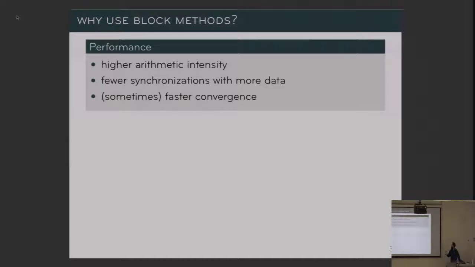Okay, so I told you about block methods and enlarged Krylov, but I need to motivate the need for block Krylov solvers. There are a few advantages. First, they have a higher arithmetic intensity. If you want to do a mat-mult with multiple vectors, it's supposed to perform better than a single mat-mult. You do fewer synchronizations with more data, so it's supposed to fit modern architectures better. And sometimes you can converge faster because you have an enlarged Krylov subspace, so you have more search directions at each iteration.